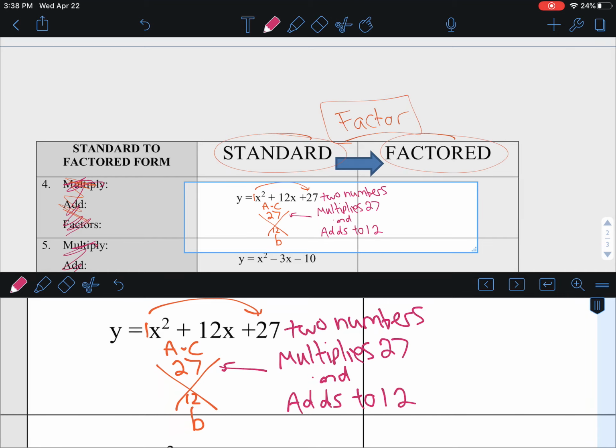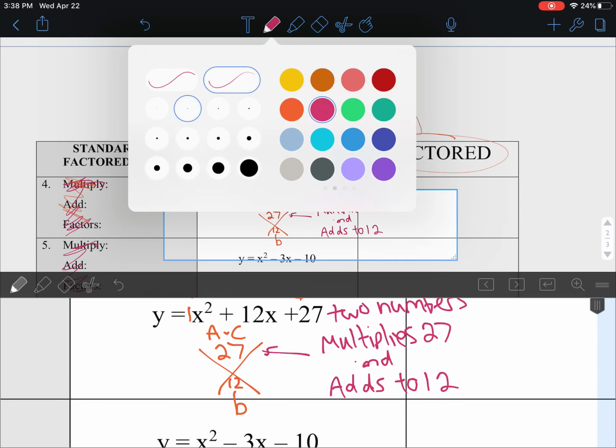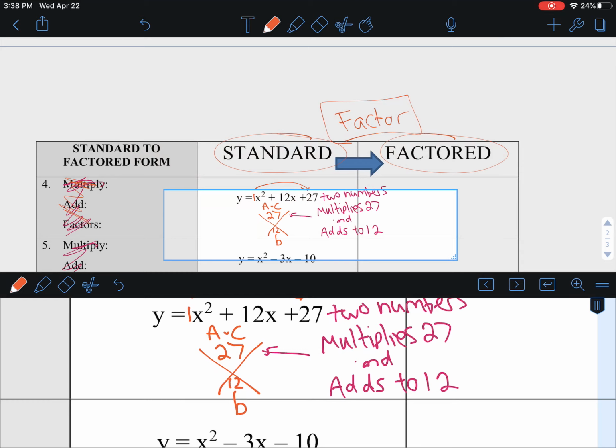Now you can use your multiplication table or whatever. You can use Google to help you out here if you really need help with the number sense. But think of multiplication first, remember. So what are two numbers that multiply to 27? Two numbers that come to my mind right away are 9 times 3. And conveniently, 9 times 3 is 27, and 9 plus 3 is 12. So 9 and 3 are your winners.